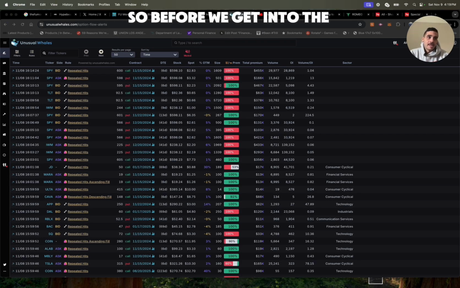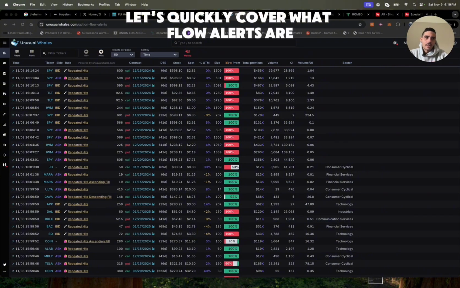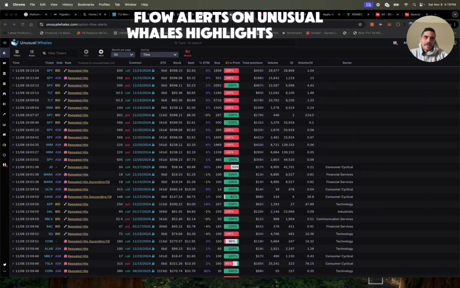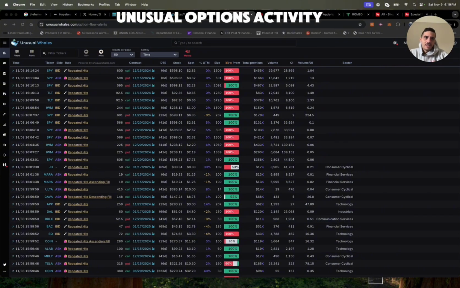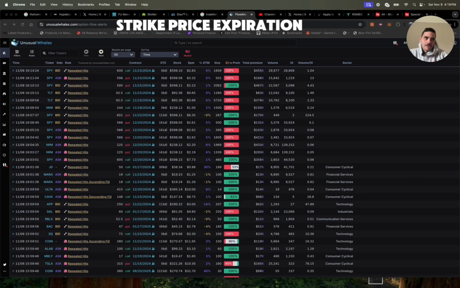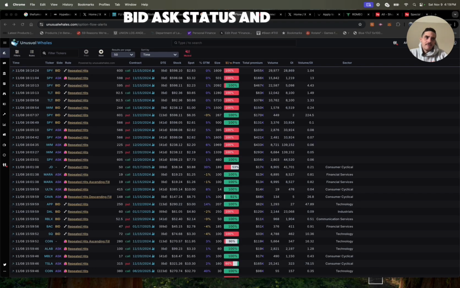Before we get into the data, let's quickly cover what flow alerts are. Flow alerts on Unusual Whales highlight large or unusual options activity in real time, often signaling big players making moves. The alerts will show details like the ticker, strike price, expiration date, bid-ask status, and volume relative to open interest. These details can help you gauge the sentiment and direction for certain stocks. Again, this is what our flow alerts page is going to look like.